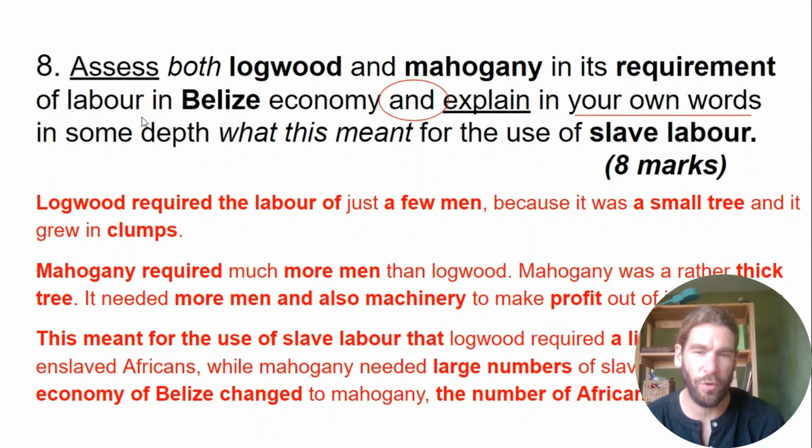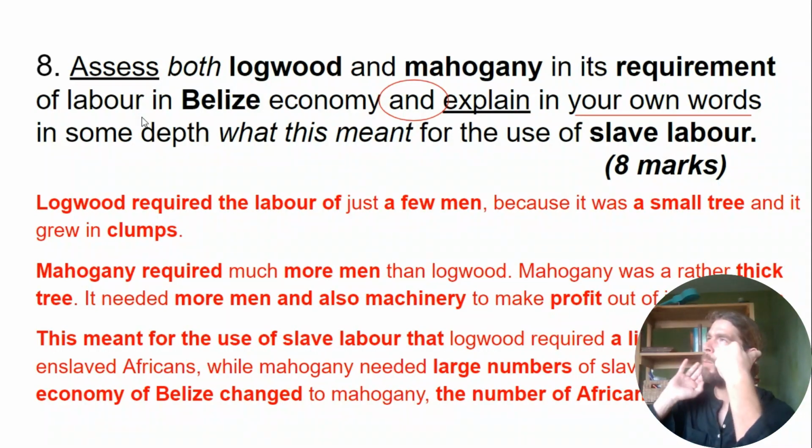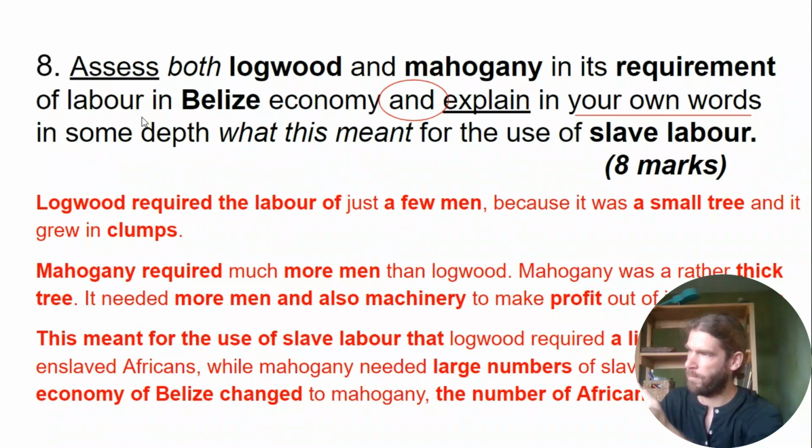This meant for the use of slave labor that logwood required a limited amount of enslaved Africans on the one hand, while mahogany needed large numbers of slaves. So when the economy of Belize changed to mahogany, as a consequence, the number of Africans also expanded, because we know mahogany requires more men, more machinery, more labor when you want to make profit out of it. So these 3 parts of the answer are needed.